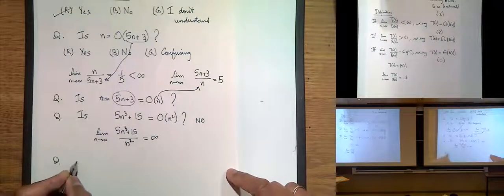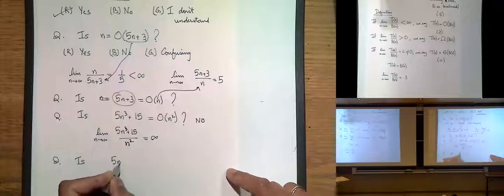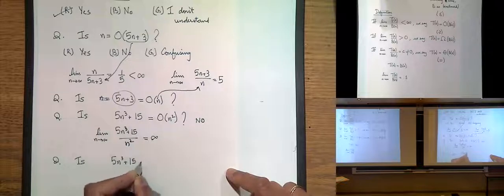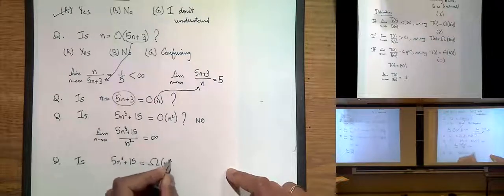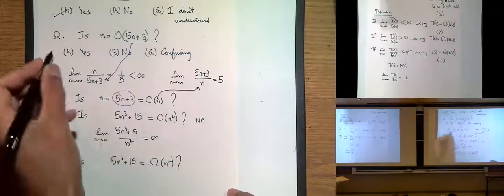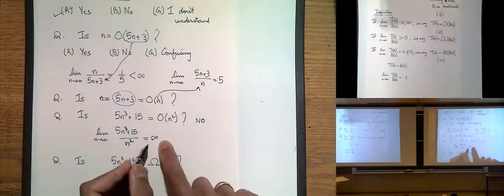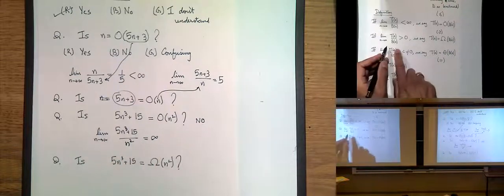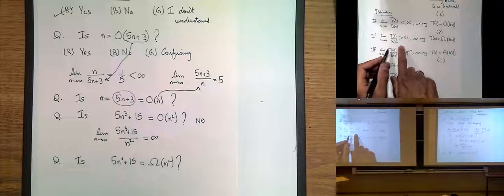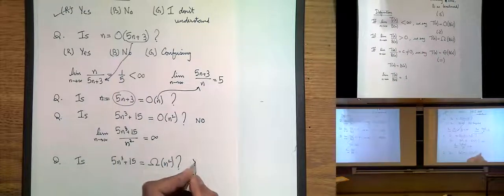So the question now is, is this true? Again, yes, no, confusing, same options as before. Is 5n plus... yes? Yeah, what's the answer? So it's yes, because now when you take this limit, we know the limit is infinity, and infinity is greater than 0. And so it's omega. So the answer there is yes.